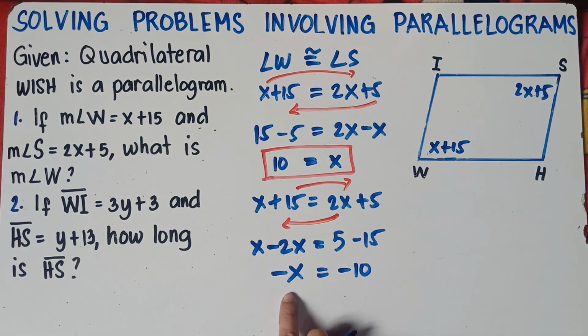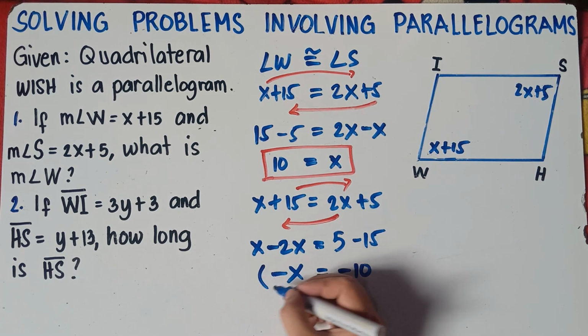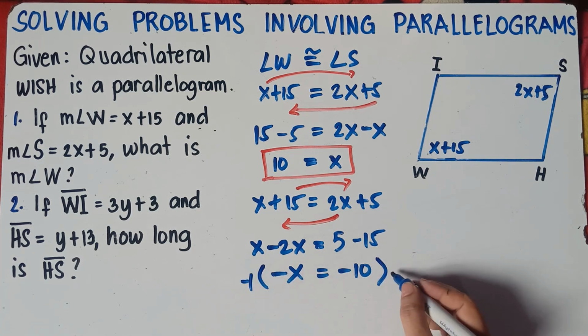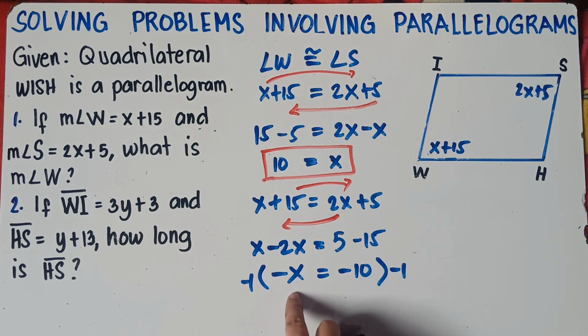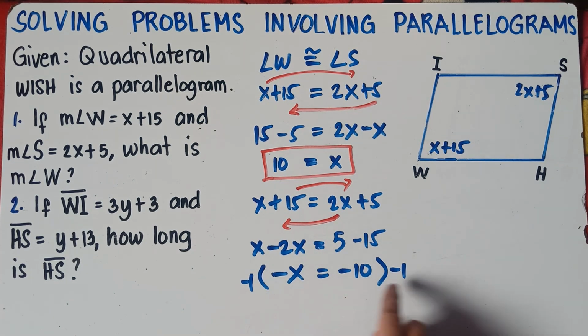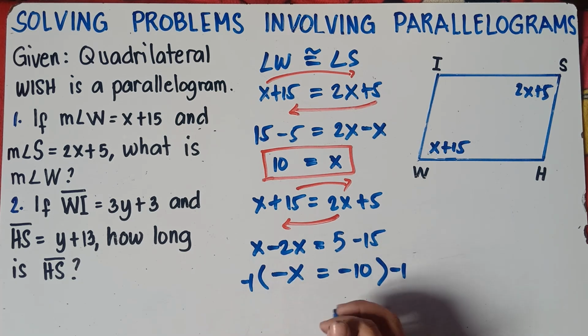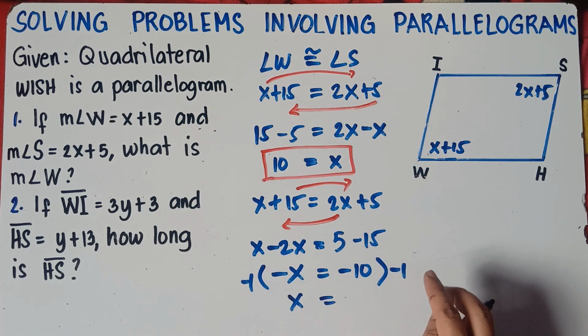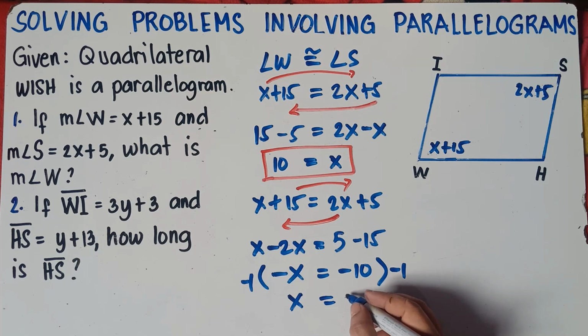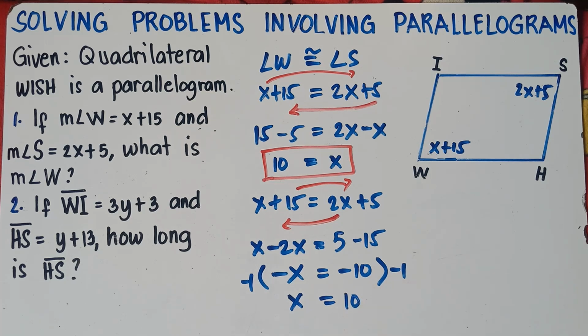Now, since your x value is negative, you need to multiply both sides by negative 1. You're not allowed to leave your x negative, class. So multiply both sides by negative 1. Negative 1 times negative x is positive x, equals negative 1 times negative 10, which is positive 10. You will get the same answer, class, but once again, it will be more complicated. So our x is equal to 10.